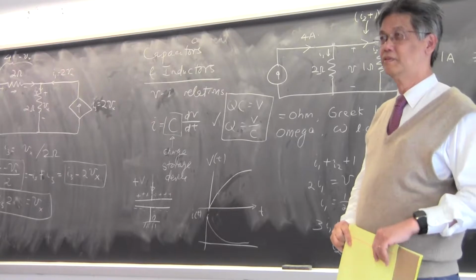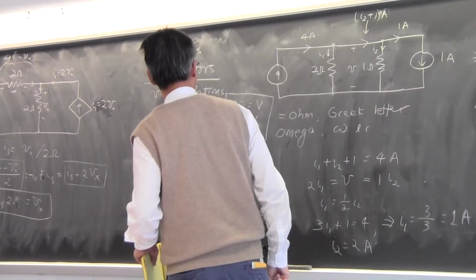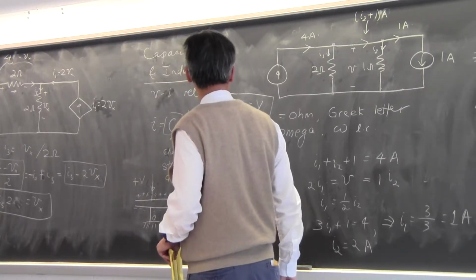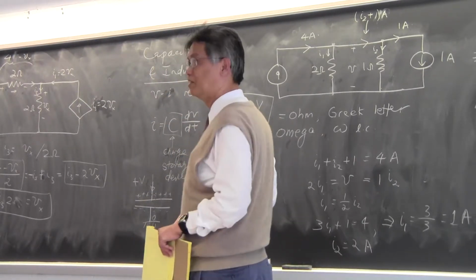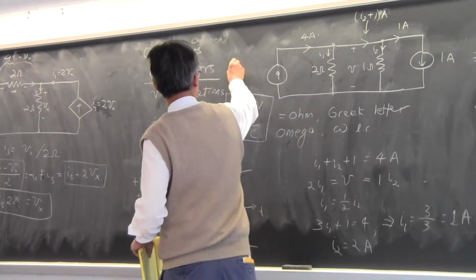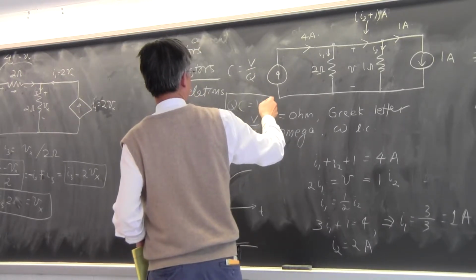C is Q over V. What? Did I get anything wrong? C is Q over V. Yeah, C is Q over V. Yeah, C is Q over V, Q is V over C, right? I can also say C is V over Q. I can also say what?